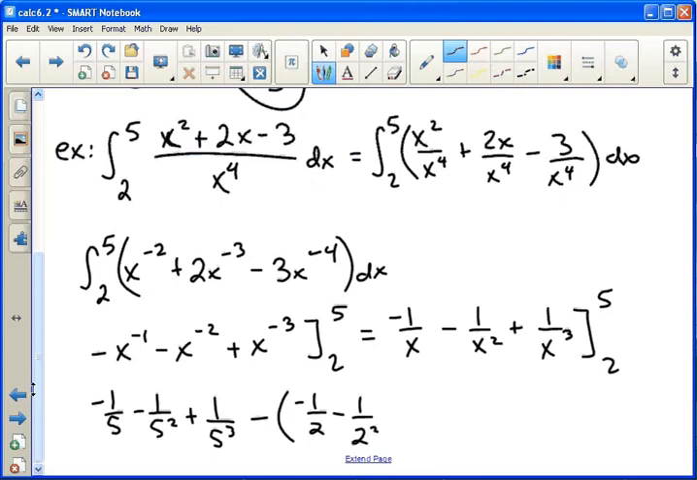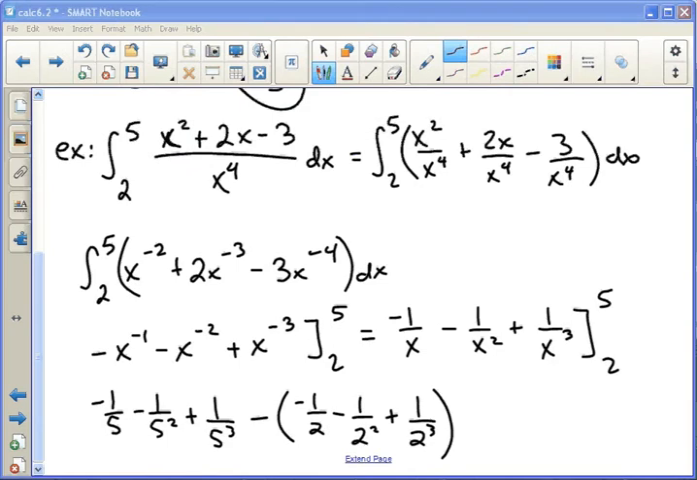And once you get all that done and figured out, you should get the answer to be 0.0393. So again, that is finding the exact area under that curve from 2 to 5.